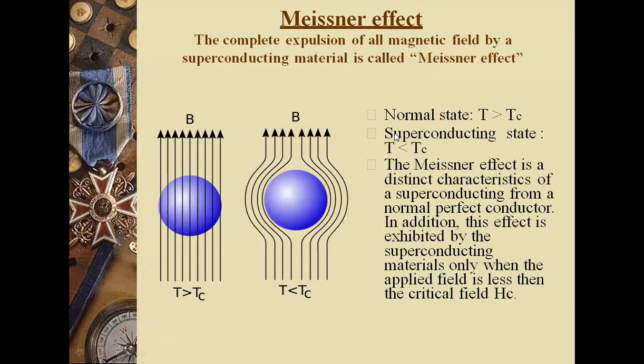Coming to a very important topic for the long answer, they ask you to define the Meissner effect and classify type 1 and type 2 superconductors. These pictures are very helpful to understand what is going on. So let me try to explain. What is the Meissner effect?